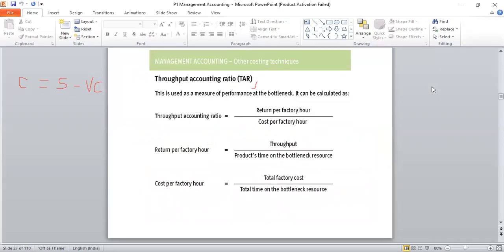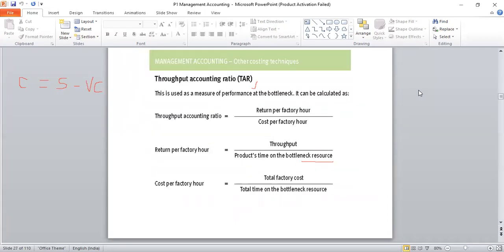After throughput is calculated, they also extended it to find the throughput accounting ratio. Throughput accounting ratio is return per factory hour divided by cost per factory hour. How do we calculate return per factory hour? Throughput, which is the contribution, divided by the product's time on the bottleneck resource. The bottleneck resource is the constraint, so this is per unit of the constraint. That is the return per factory hour. Cost per factory hour is total factory cost divided by the total time available on the bottleneck resource. So that is the concept of throughput accounting.